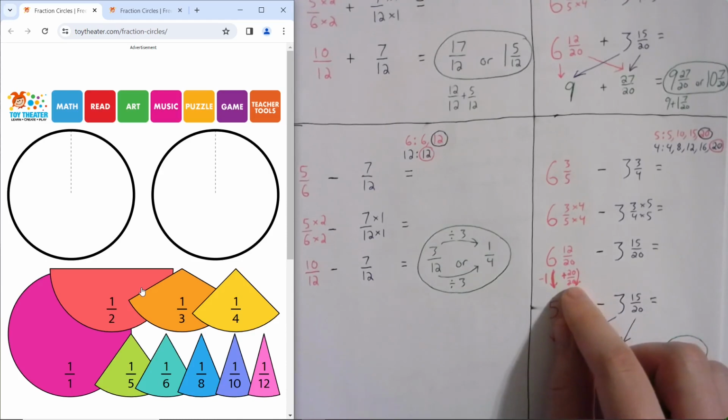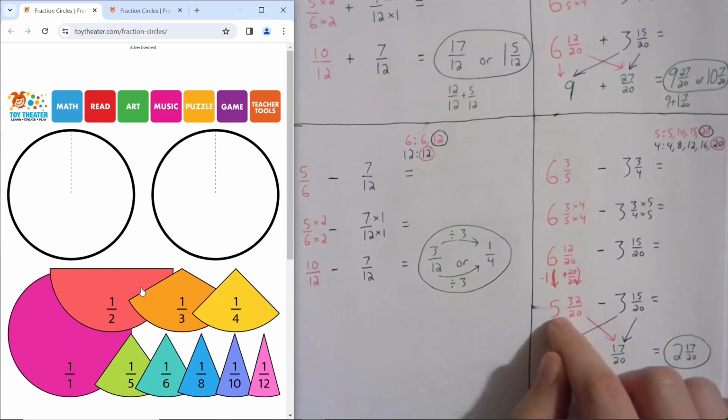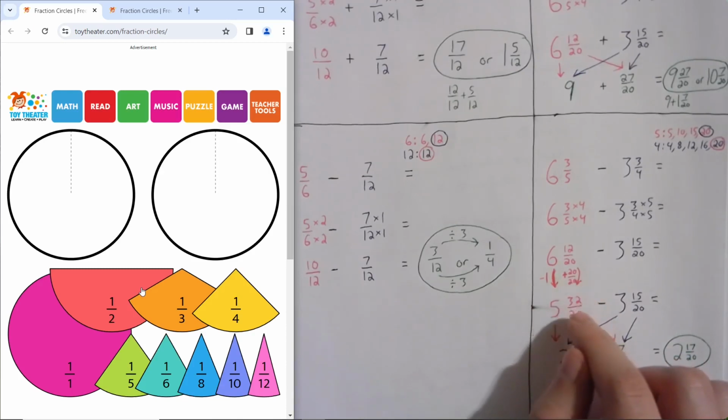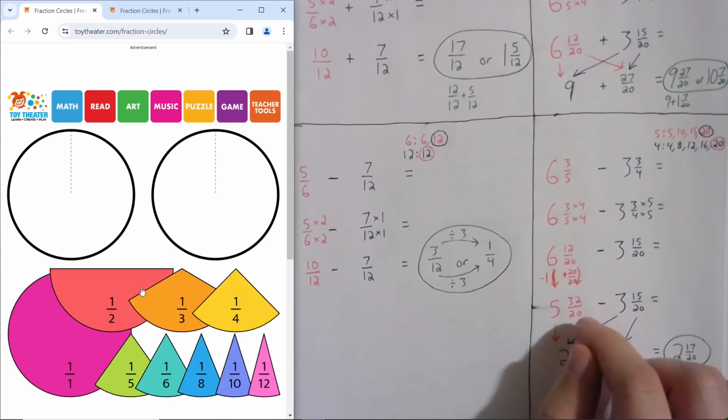We keep the denominator of 20 so we can add it to the 12/20, and then the numerator has to be 20 so that the value of this is equal to one whole. So we took away one whole and added it back as 20/20. So 6 minus 1 whole is 5, and 12/20 plus 20/20 is 32/20, right? 12 plus 20 is 32, and then you keep the denominator the same because it represents part size.